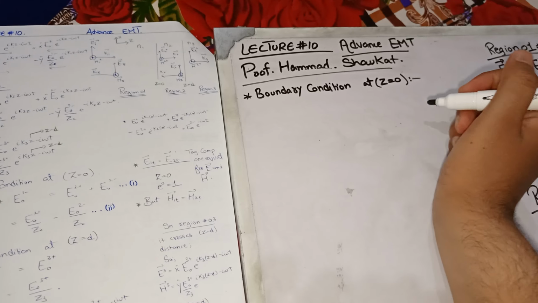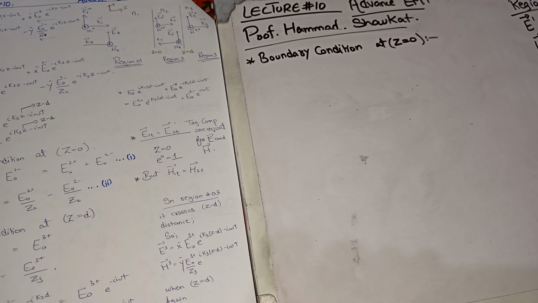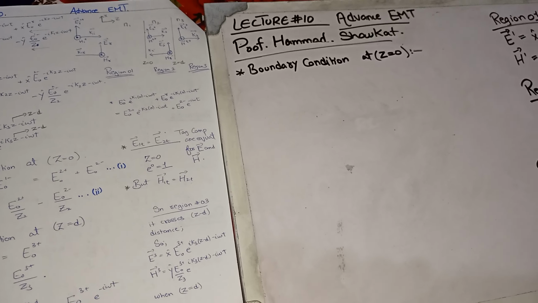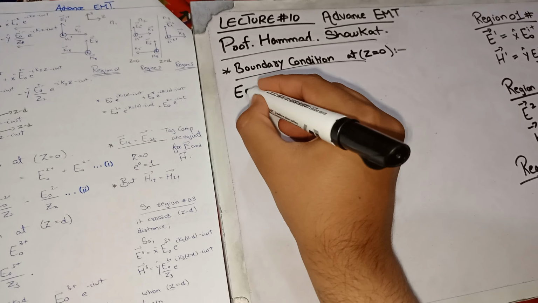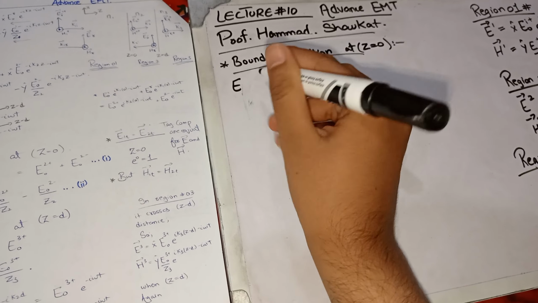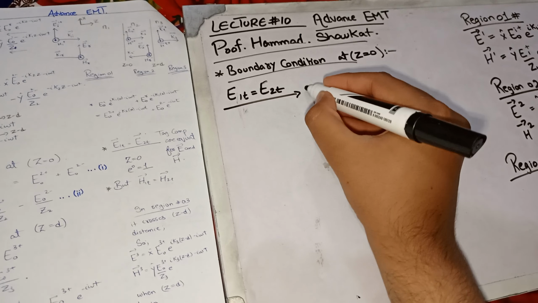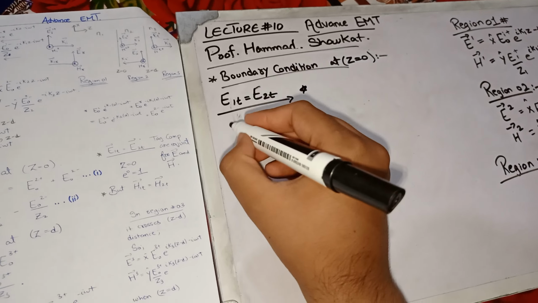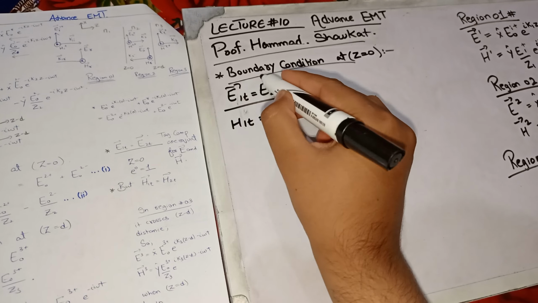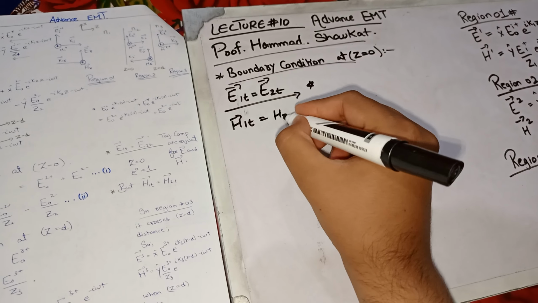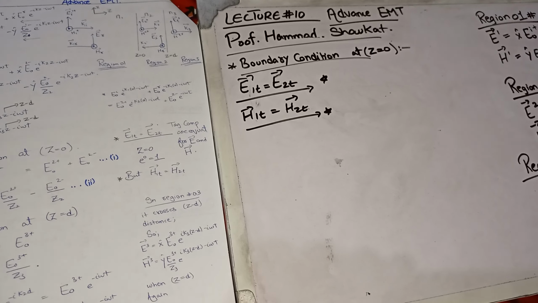So let's apply boundary conditions at z equals 0 in regions 1 and 2, as I told you. Let's apply it first for the electric field, because you know that the tangential components of the electric field are continuous, or you can say equal. So this is the first boundary condition we can use. And you also know that the tangential components of the magnetic field H are also continuous. So we can also apply this boundary condition. So these are the two boundary conditions.